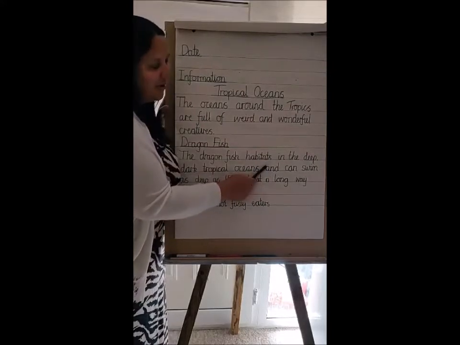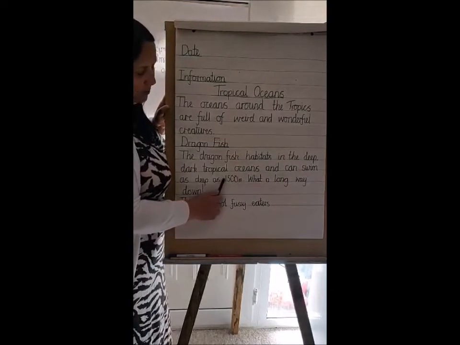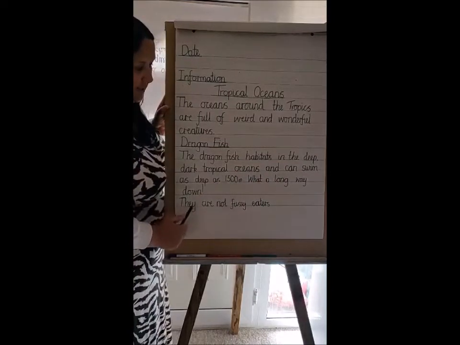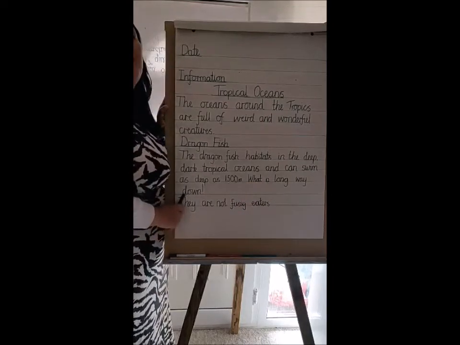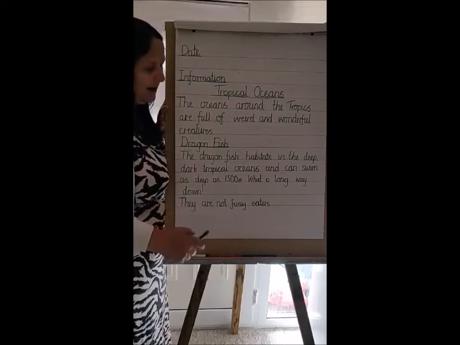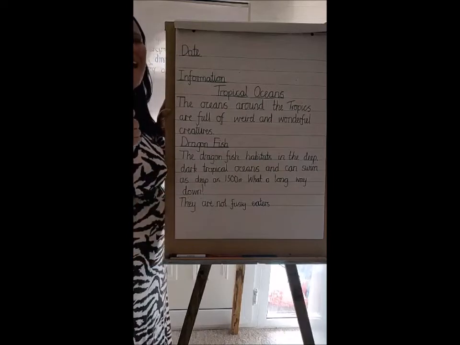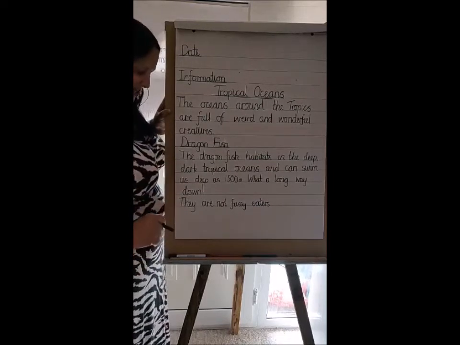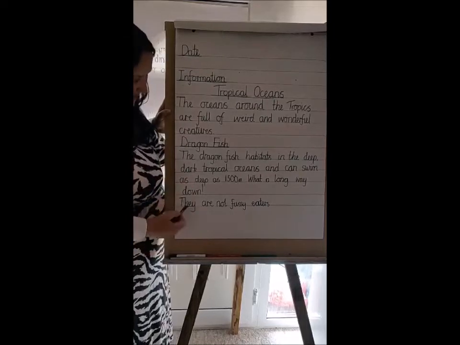and, conjunction, can swim as deep as 1,500 metres. What a long way down. What have I used, guys? Think of your sentence types. What a long way down. Correct. I've used an exclamation. I'm so shocked it's such a long way down.